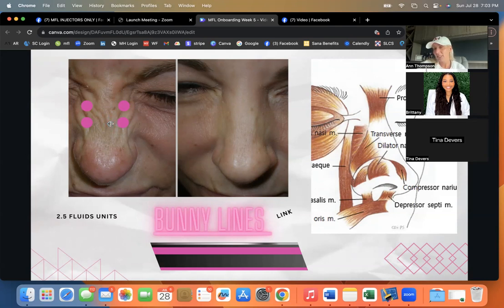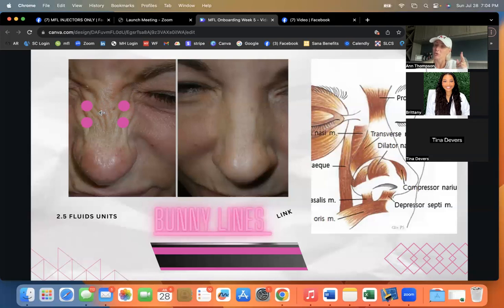So you can treat it a couple of different ways. If that patient were to have a bunny line caused by procerus, you would do an additional 2.5 fluid units on either side directly underneath procerus and treat it as a small muscle group. If the patient does not have this and they have the bunny lines caused by the nasalis muscle, you're going to have the patient flex those muscles, so creep up just like a bunny would. And that will give you a little bit more meat to work with whenever you are doing your injections.